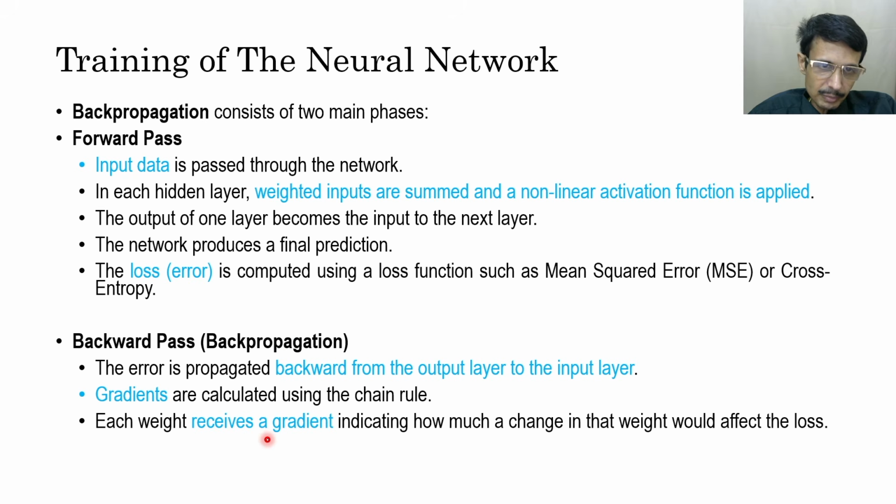So what are the steps of backpropagation? The error is propagated backward from the output layer to the input layer. Gradients are calculated using the chain rule at each subsequent layer in the backward direction. Each weight receives a gradient indicating how much a change in that weight would affect the loss. These steps we have to understand in depth.